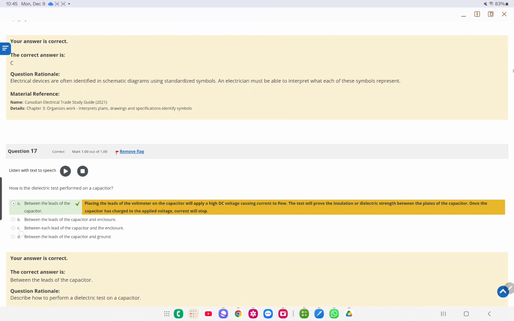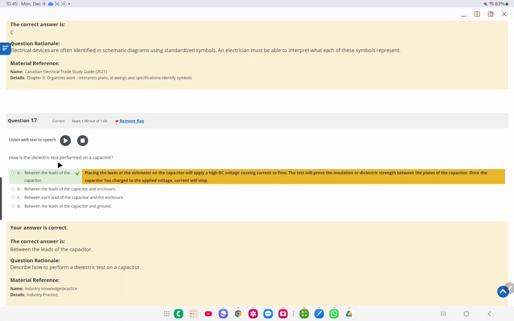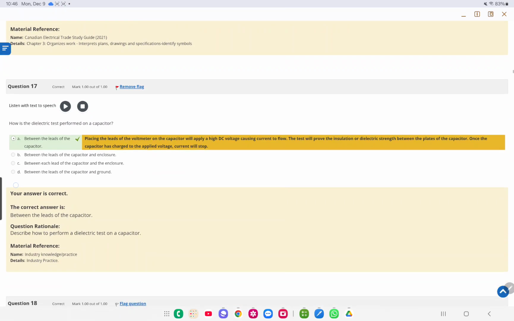All right. How is the dielectric test performed on a capacitor? Placing the leads of the meter across the leads of the capacitor will apply a high DC voltage, causing current to flow. The test will prove the insulation or dielectric strength between the plates of the capacitor. Once the capacitor has charged to the applied voltage, current will stop.